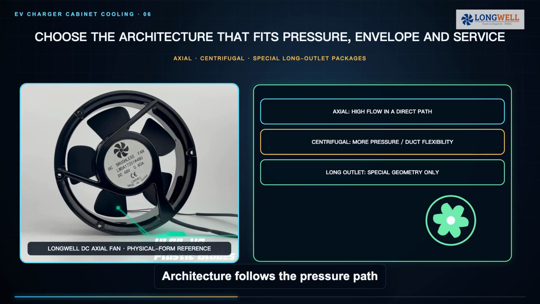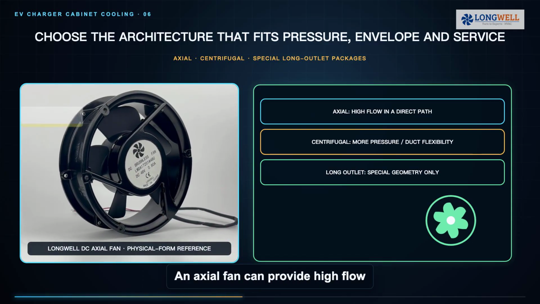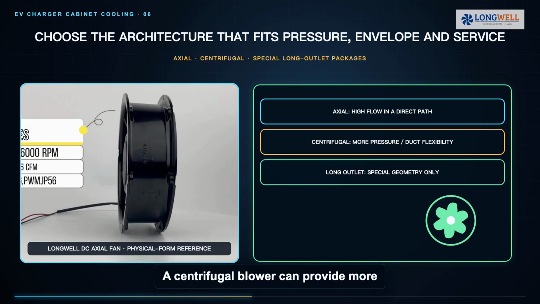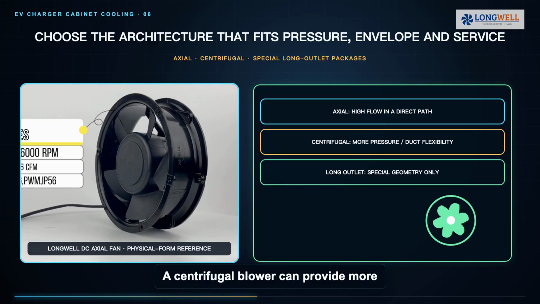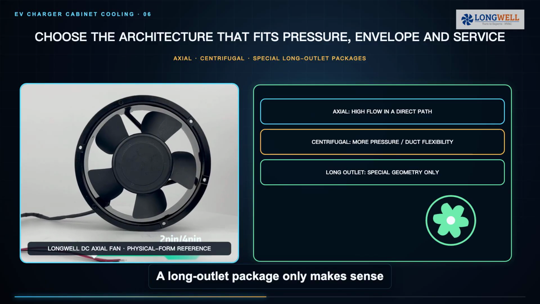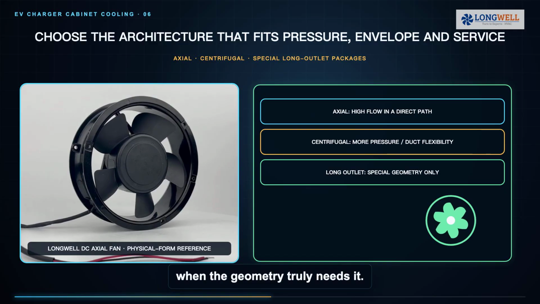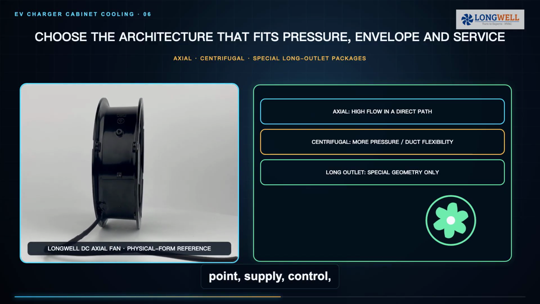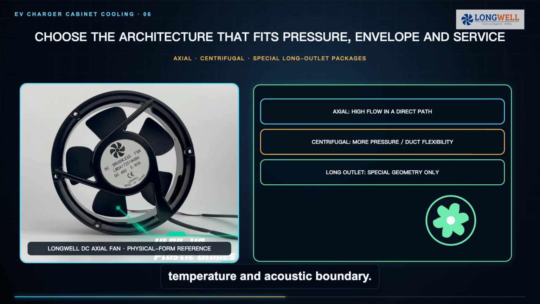Architecture follows the pressure path and envelope. An axial fan can provide high flow in a direct path. A centrifugal blower can provide more pressure and routing flexibility. A long outlet package only makes sense when the geometry truly needs it. Compare each option at the same operating point, supply, control, temperature, and acoustic boundary.